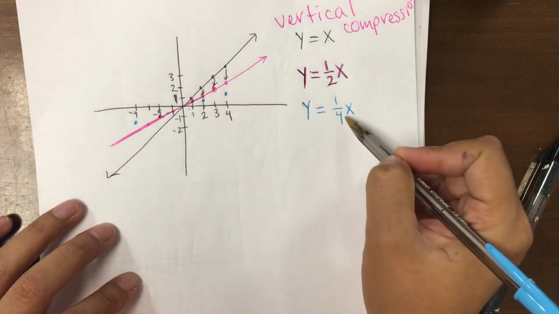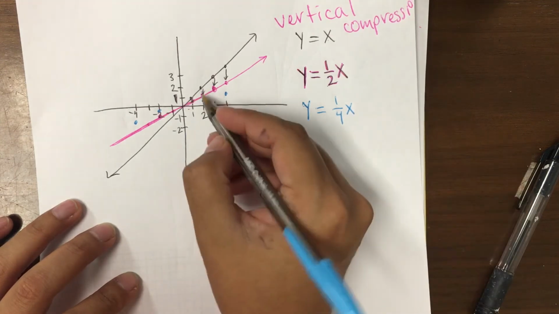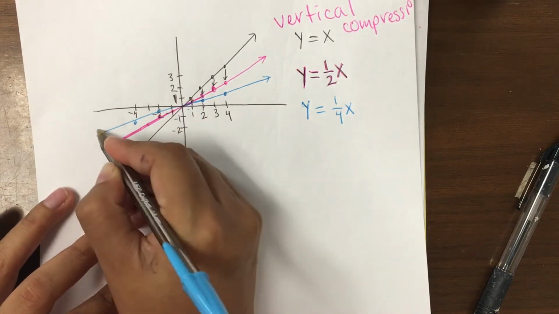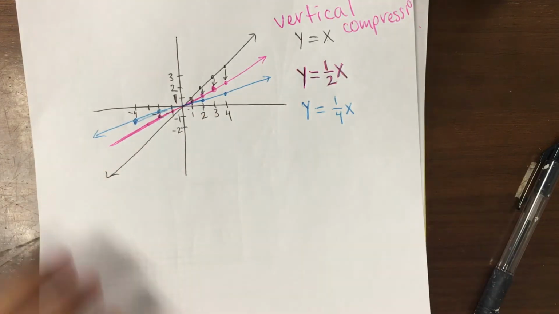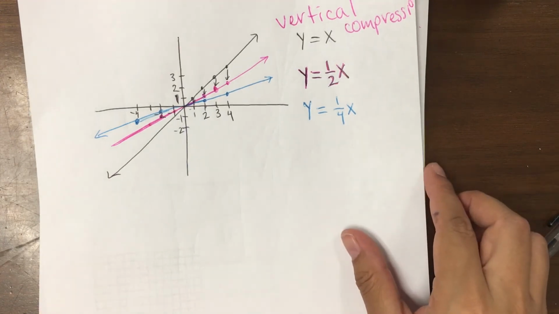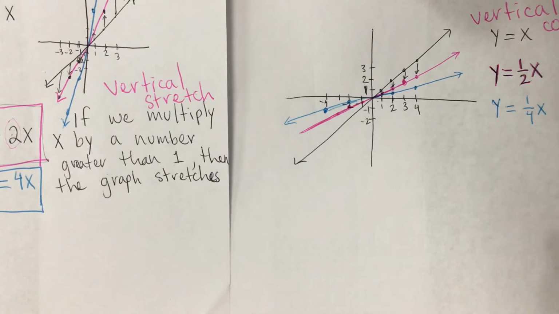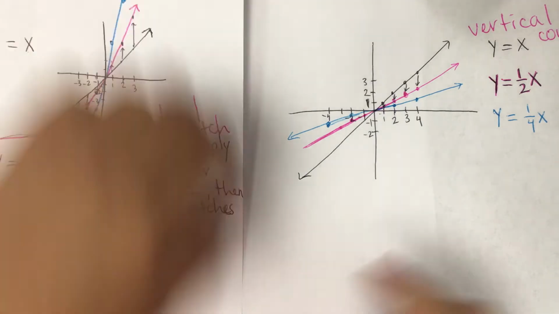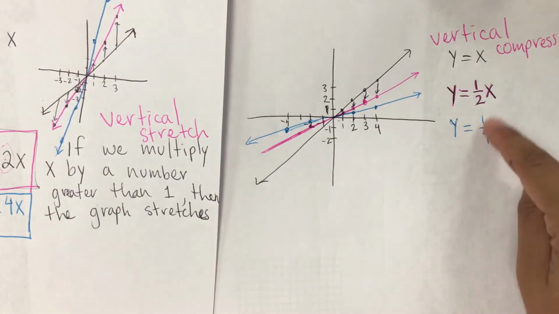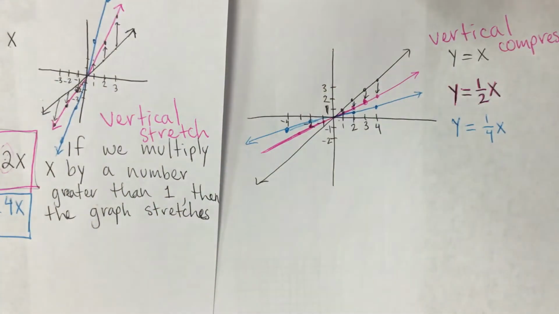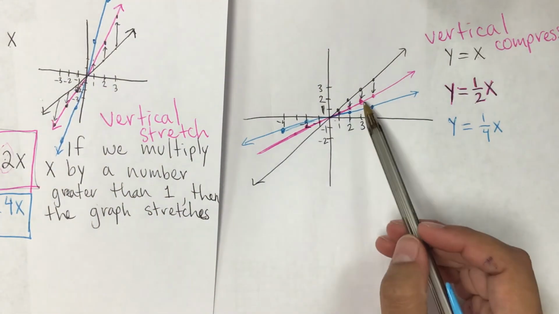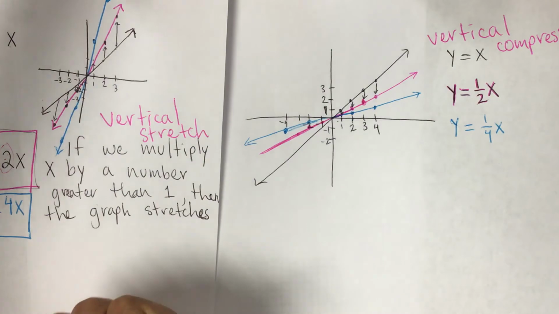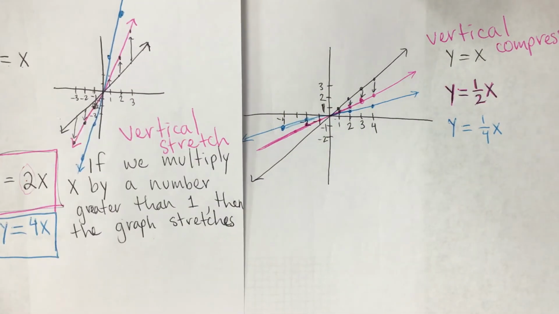Okay, so the bigger the denominator, the shorter my line will be, or my points will be. Again, we have vertical stretches, which make the graphs taller, and vertical compressions when it's a fraction, which make every point shorter. I'm not going to ask you to do specific points. I just want you to know the general idea that this is going to be happening in my graph, and so that's what I want you to show me.